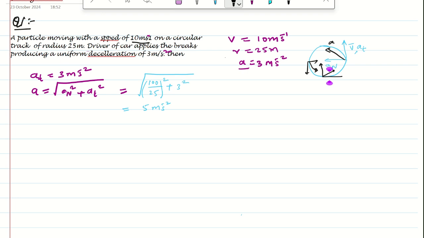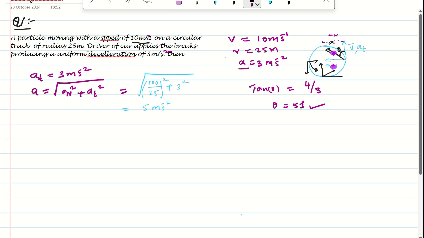Uniform circular motion means the speed is constant. Non-uniform circular motion means the speed varies. But in both uniform and non-uniform circular motion, velocity varies continuously, even though the magnitude is constant. Now for the direction of acceleration with respect to velocity, this is the angle theta. I can go with tan theta, which is an divided by at. An means normal acceleration v square by r, which here is 4, and the tangential acceleration is 3. So tan theta is equal to 4 by 3, therefore theta is 53 degrees. That is the answer. This is the acceleration direction at any instant.